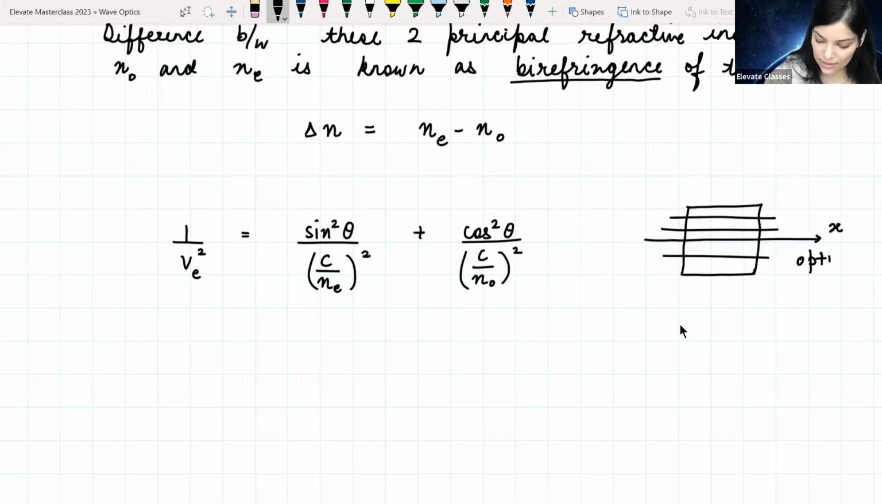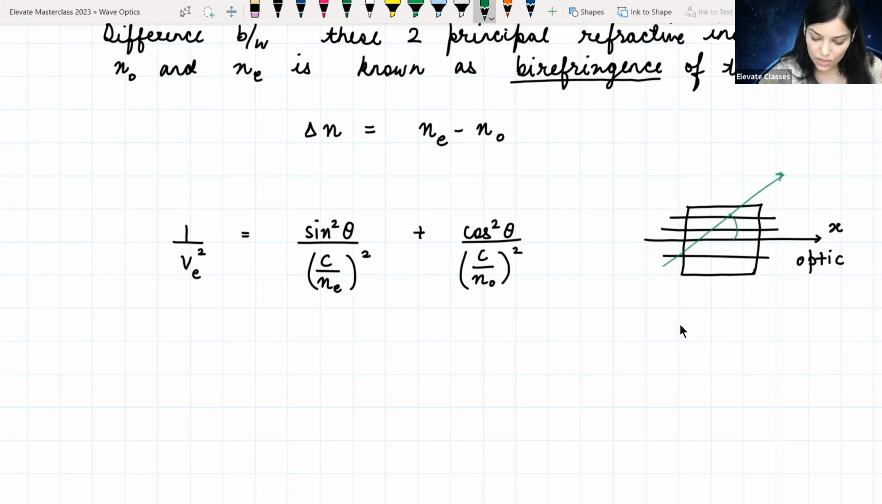So what this means is that if my extraordinary and my ordinary ray are parallel to the optic axis, they are moving in the direction of the optic axis, then even the extraordinary ray would have the same velocity as the ordinary ray. So an extraordinary ray would start behaving like an ordinary ray if it is moving parallel to the optic axis.